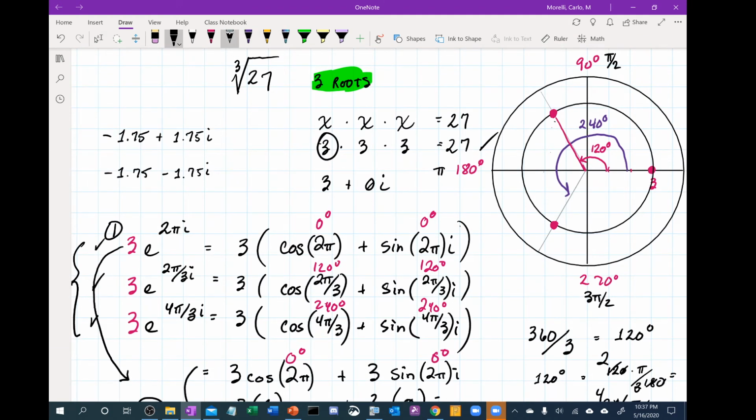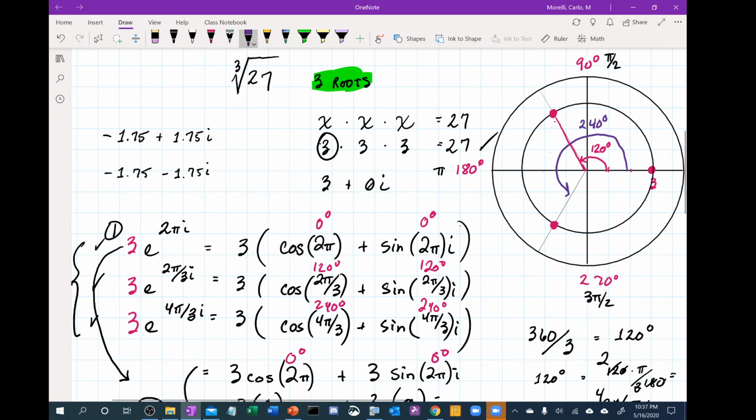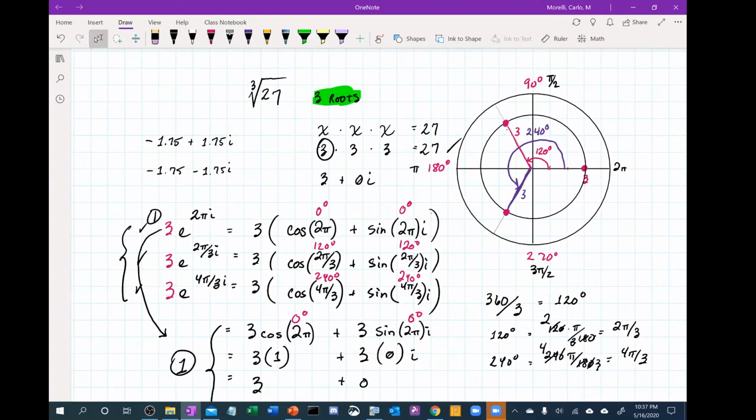So, need a new color. Purple. This is also 3. Okay. This is 3. So in other words, the hypotenuse of the triangle, the radius of the circle, the magnitude of the vector, and the modulus of the complex coordinate is 3. For all, look at this.